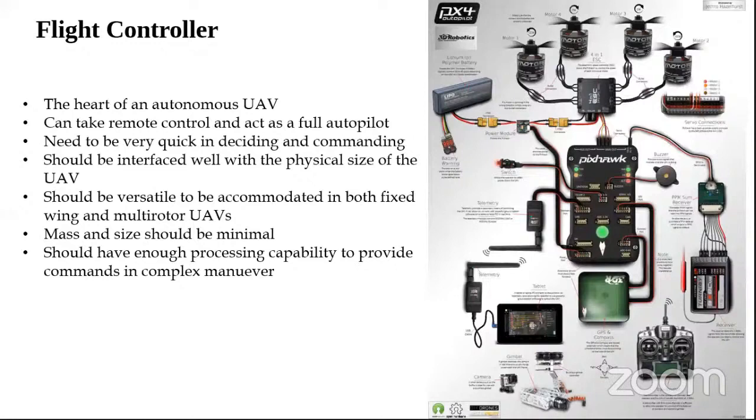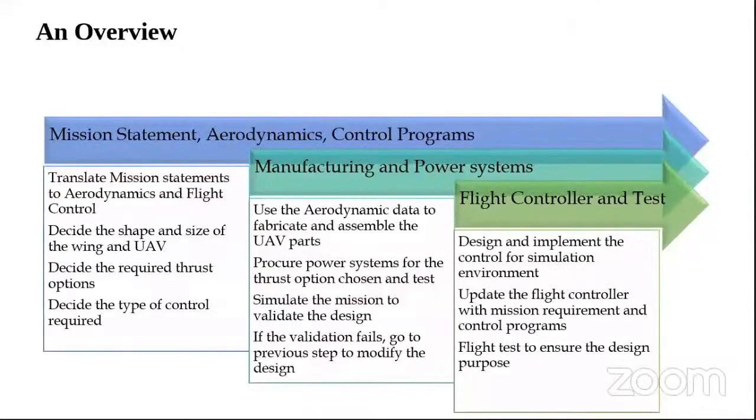You cannot have a very large controller for a very small UAV, so you need to go smaller and smaller. And it should be very versatile, so that you can use it as a manipulator for a fixed wing and a multi-rotor. Mass and size should be minimal, and it should have enough processing capability also. Right? So all in all, if I combine everything, I will give you a kind of flowchart here.